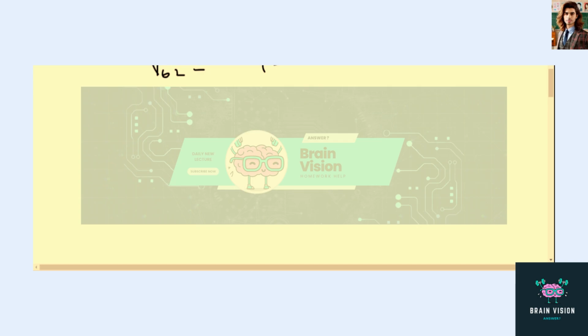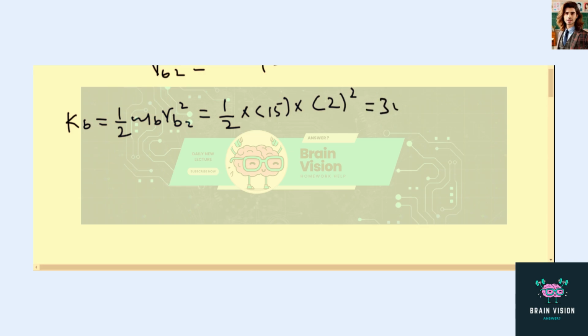Now we calculate the kinetic energy of the block right after the collision. Kinetic energy of the block is equal to 1 divided by 2 times the mass of the block times VB2 squared. Plugging in numbers, 1 divided by 2 times 15 times 2 squared is equal to 30 joules. From the conservation of energy after the collision, this kinetic energy is converted into elastic potential energy stored in the spring.